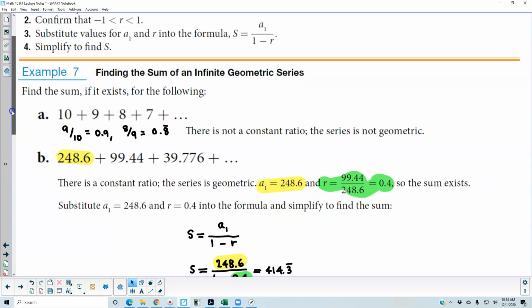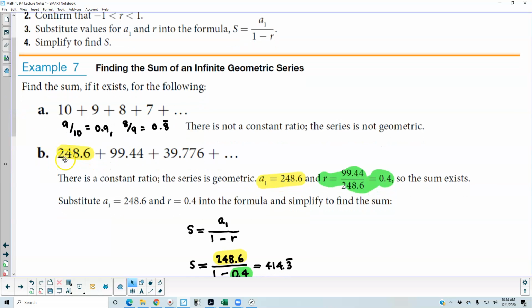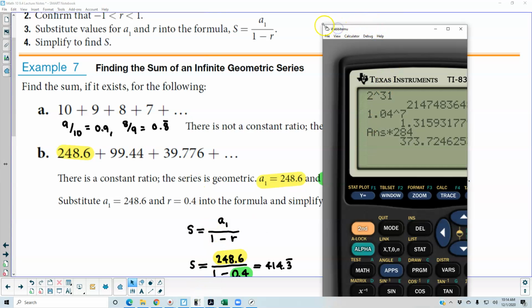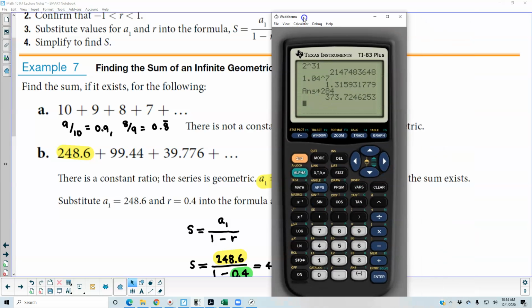There is not a constant ratio, so the series is not geometric. Now, if we take a look at the next series, we have 248.6 plus 99.44 plus 39.776. Well, first, let's check and see if the common ratio exists. Okay, so using our calculator, we have 99.44, and we're going to divide that by 248.6, and that gives us 0.4.